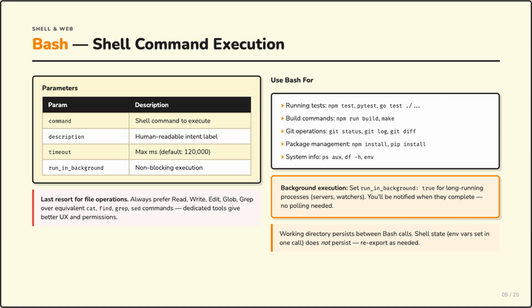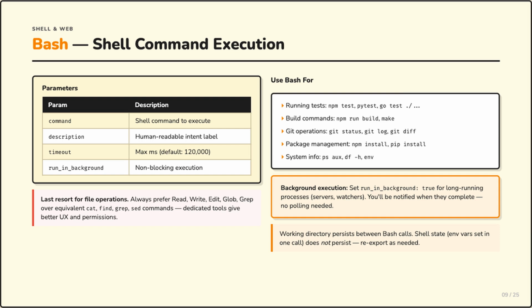Bash executes shell commands and is the general-purpose escape hatch when no dedicated tool fits. The key rule is, prefer dedicated tools first. If you need to read a file, use read, not cat. If you need to find files, use glob, not find. If you need to search content, use grep, not grep or rg in bash.